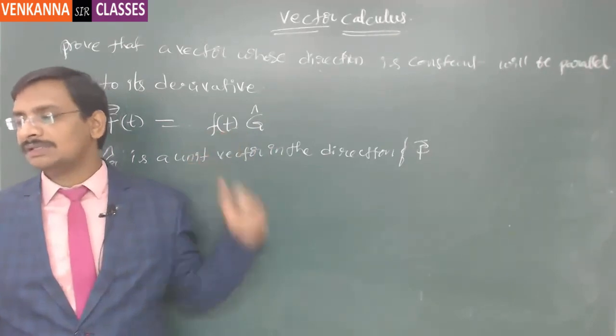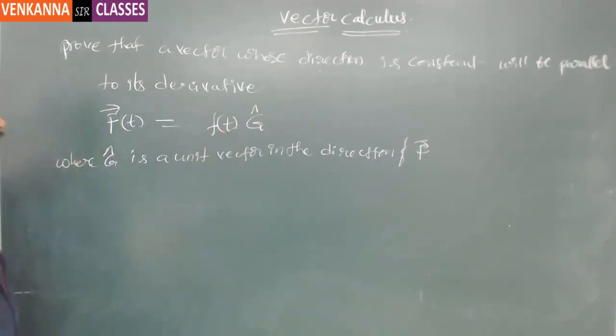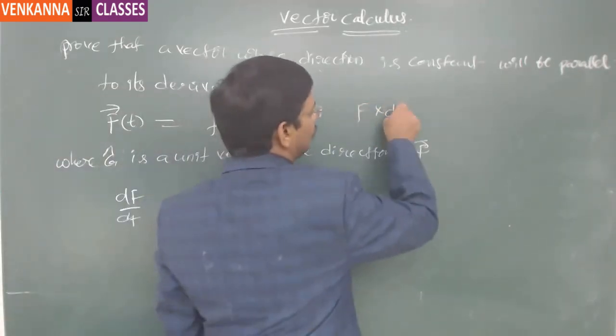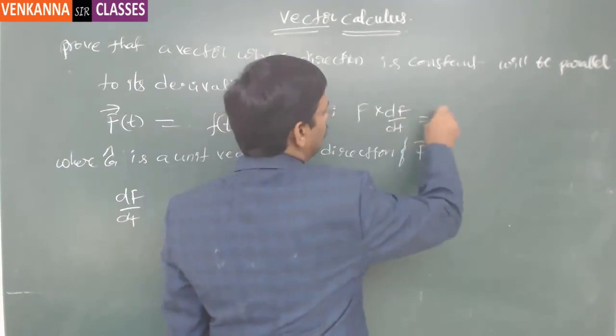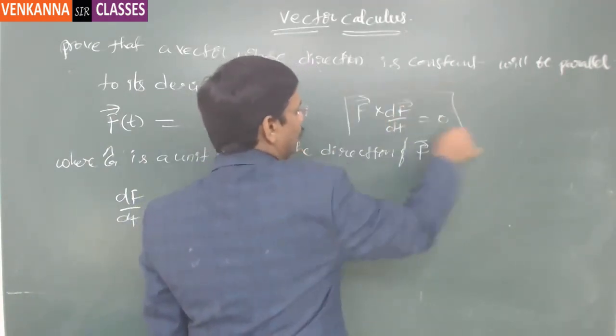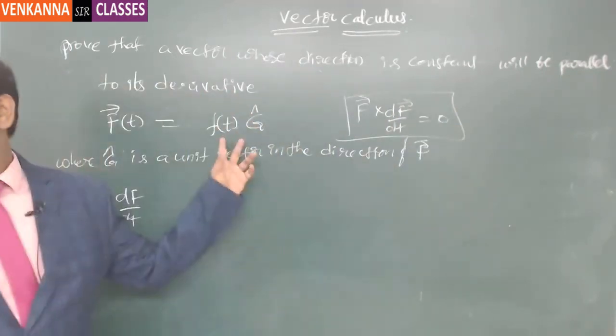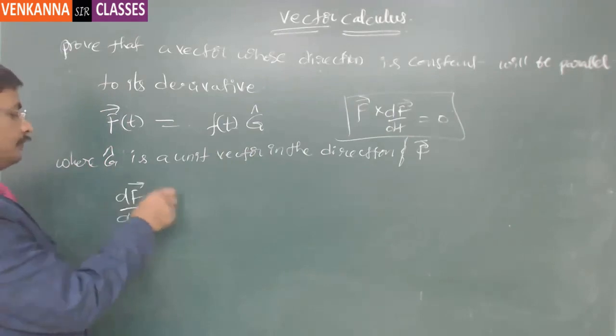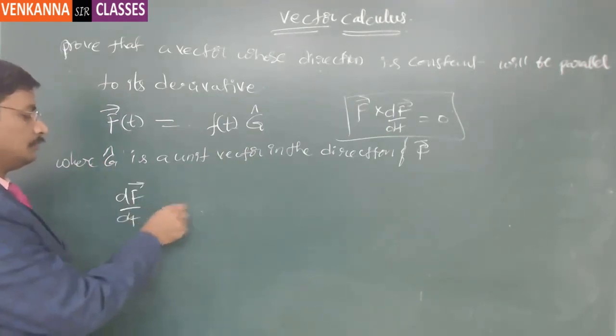Based on this understanding, you can calculate df by dt, and then find the cross product, which should be 0. Then you can conclude that they are parallel to each other. Now, based on this understanding, try to find out the df by dt value and tell me how much you got.